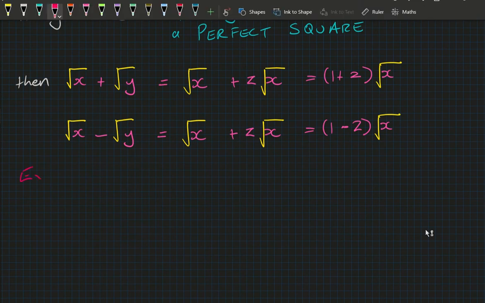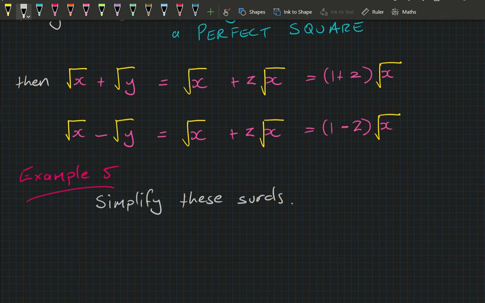Anyhow, we can get on to example 5. It's up to you whether you need to take the notes down first. Example 5 is asking us to simplify these surds. So part A is equal to 5 times the square root of 2 minus the square root of 8. And this looks a little familiar, doesn't it?